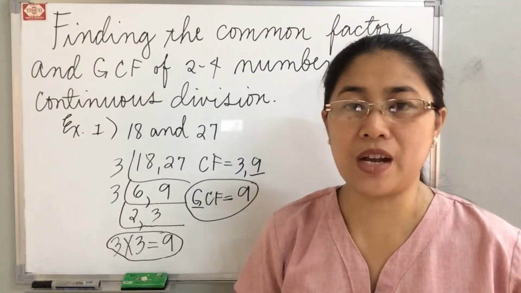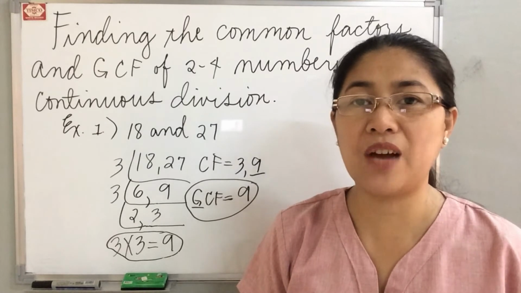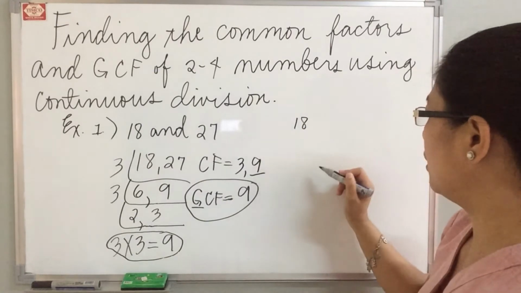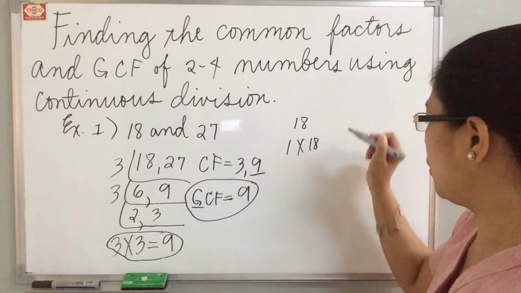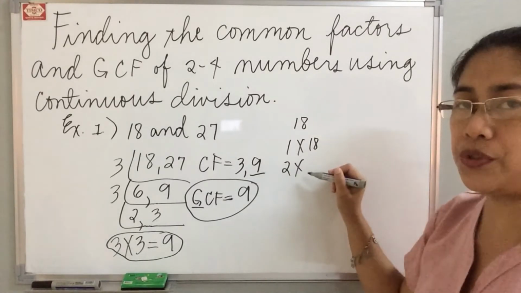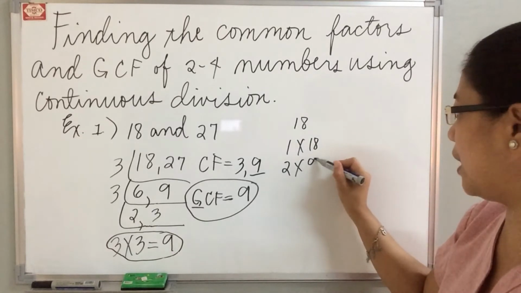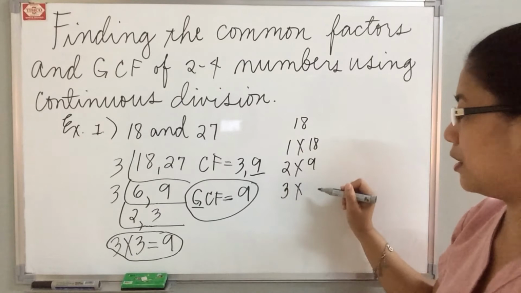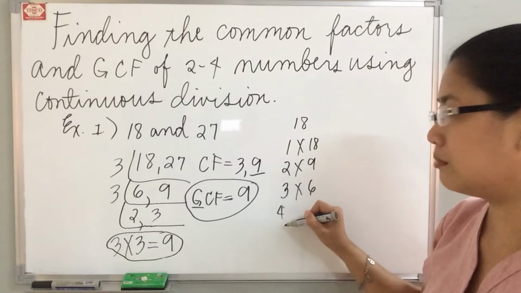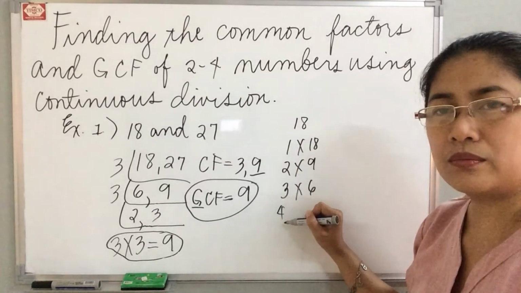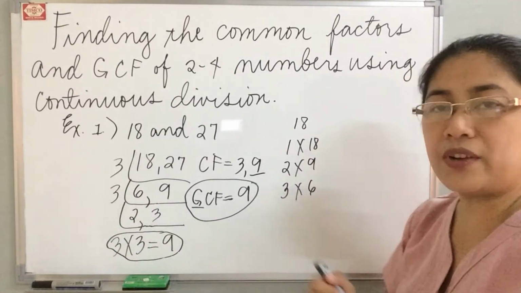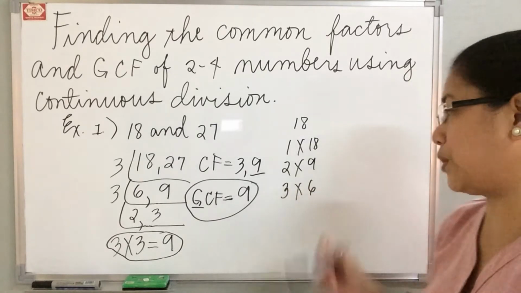Now, let's check if our answers are correct by listing down all the factors of 18 and 27. So, let's have 18 first. So, we have 1 multiplied by 18, of course, by itself. How about number 2? Can we multiply a number by 2 to give us 18? Yes, we have 9. How about number 3? Can we have a number? Yes, it's 6. How about number 4? Do we have a number? I think there is no number to be multiplied by 4. How about 5? 6, we already have this one.